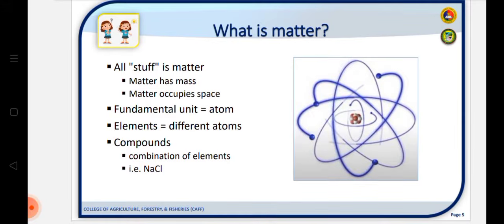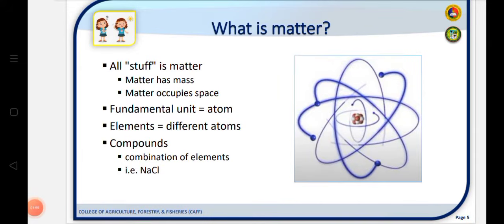So in order to really understand the chemical basis of life, we have to tackle chemistry. And we're very familiar with this. What is matter? It is said that all stuff is matter. Matter has mass. Matter occupies space. And the fundamental unit of matter is called the atom. The elements like hydrogen, helium, lithium, beryllium, boron, carbon, and nitrogen are composed of different atoms. So we have hydrogen, the atom is H, and we have He, the atom for helium.